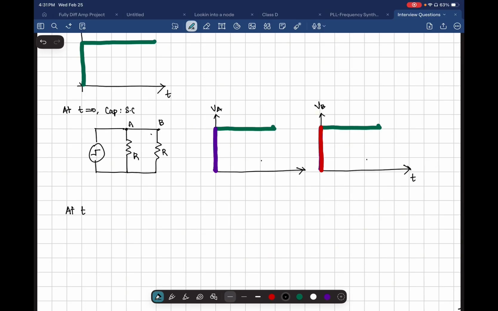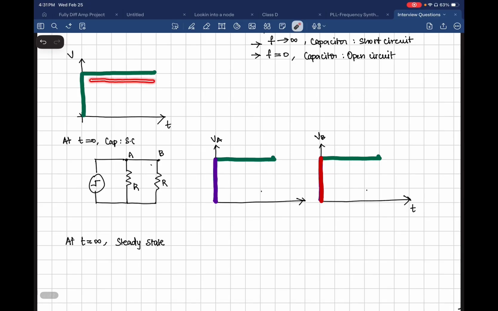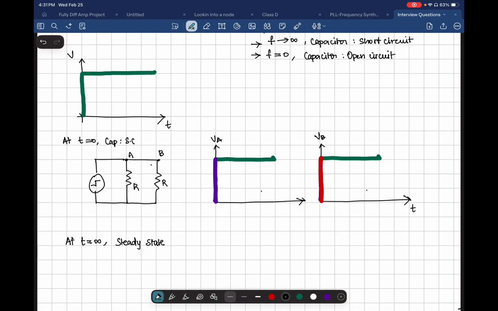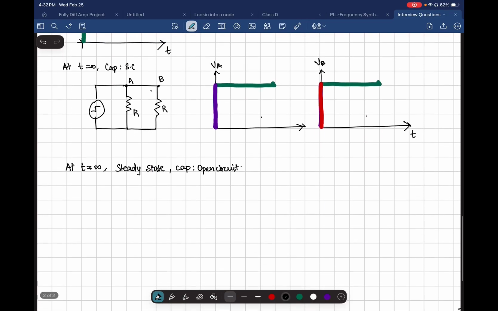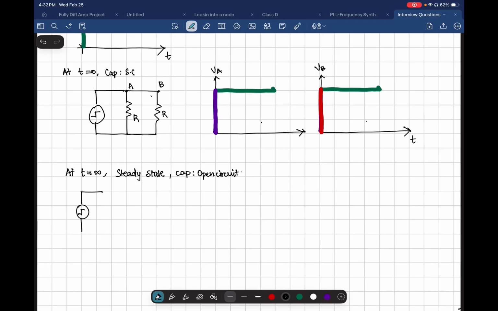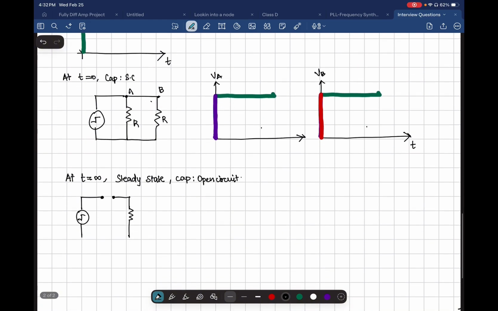At time tends to infinity, we call it a steady state. And you can see here, as time tends to infinity, there is no change in our input. So the frequency is equal to 0, and this is when the capacitor acts as an open circuit. So let's redraw this circuit now. If it's an open circuit, it would be something like this.